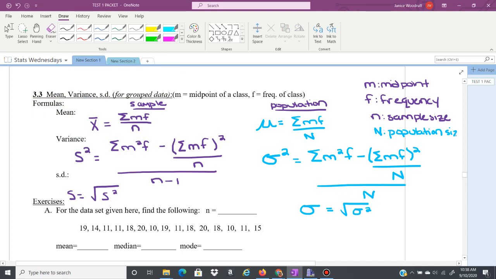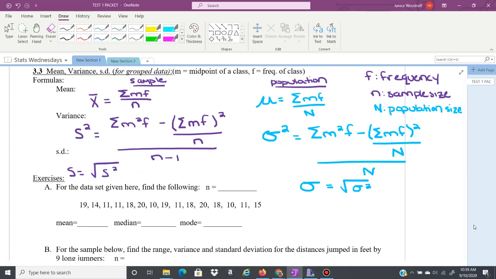Question, do we need to memorize the formulas? No, you do not. You will be given a formula sheet with your test. You just need to know how to use them when given to you. And you need to know which one to use. Am I using a population formula or am I using a sample formula?